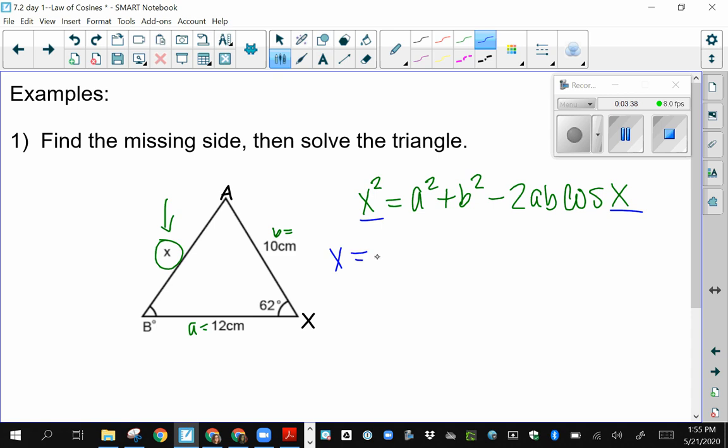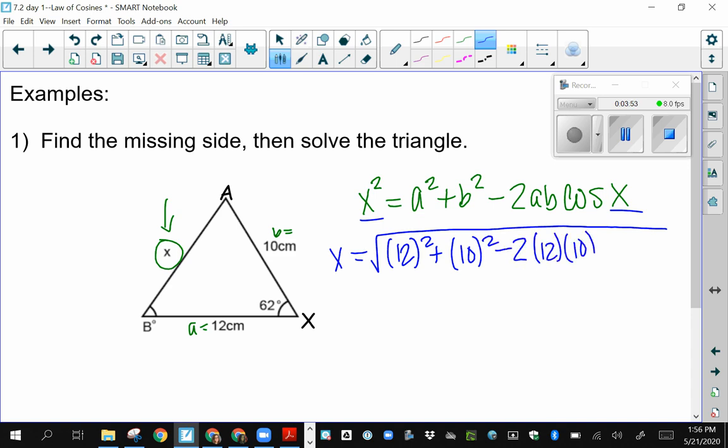Now I'm going to do two things at once. I am going to take the square root to solve for X, and I'm also going to substitute the numbers. Side A is 12, side B is 10. You'll notice we'll use those again, 12 and 10. And then the cosine of the included angle, which is 62 degrees. I would not recommend typing that in all at once. I would take some baby steps along the way. I'm going to trust that you can follow order of operations at this point in your math career.